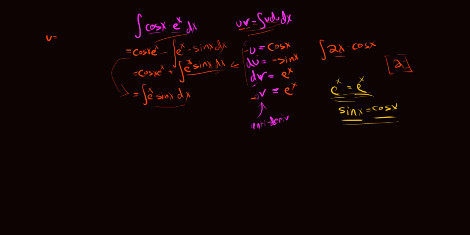u is equal to, in this case, because we set u equal to the more complex term, so it's going to be sine of x. Sine of x du, well, that's cosine x dv, e to the x, and v also e to the x. Easy, right? So far, so good.